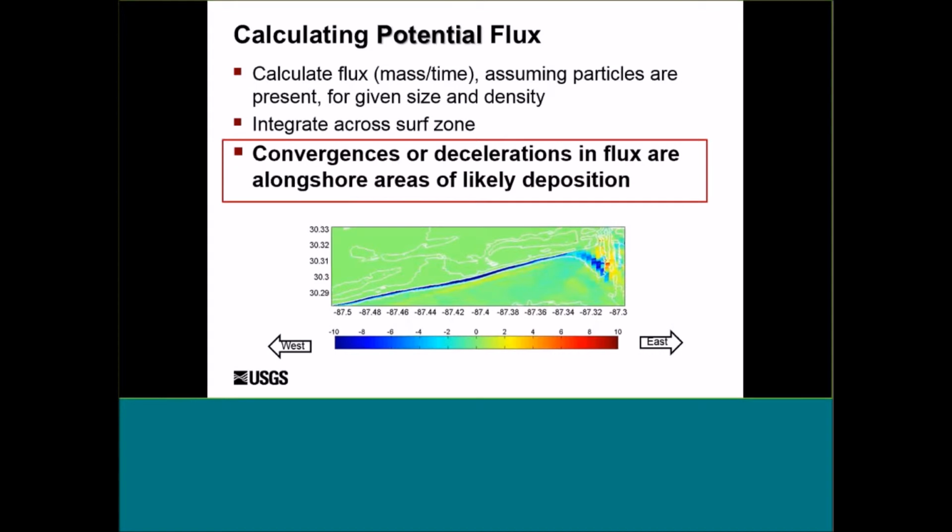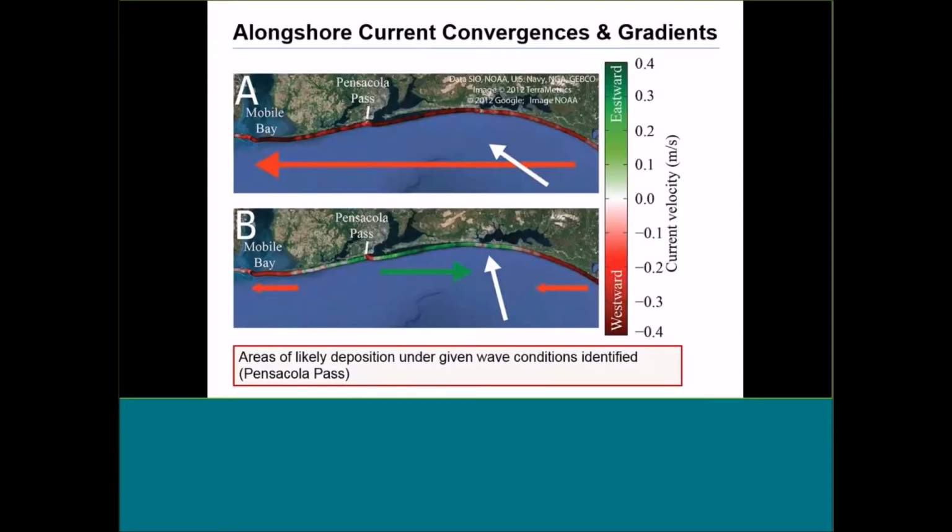So these are some results. This is for Mobile Bay, so Alabama into Florida, and this is for 2 different wave conditions. So the white arrow shows the direction of the incident waves. So at the top panel, this is waves coming in fairly oblique to the coast. The dots along the coast, if they're green, it's eastward flow. If they're red, it's westward flow.